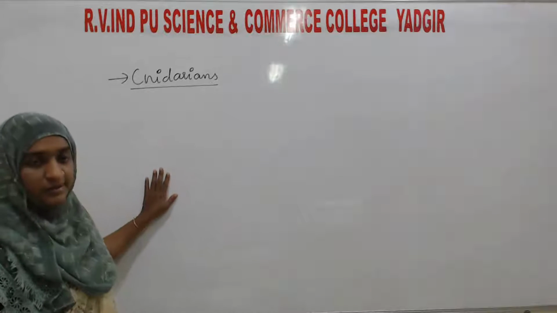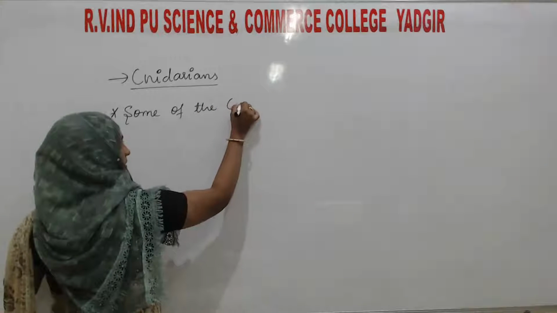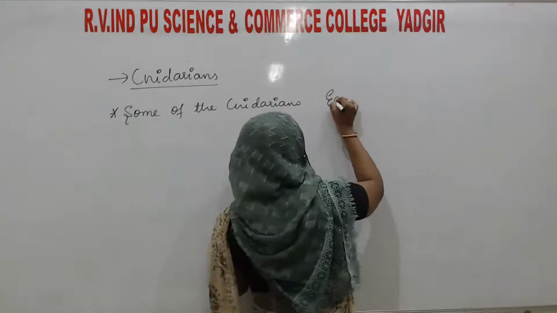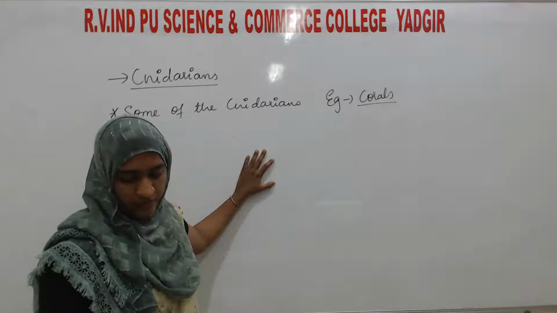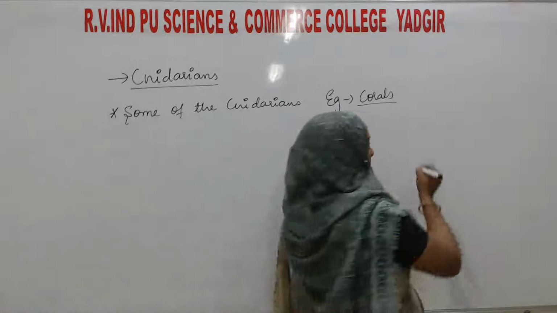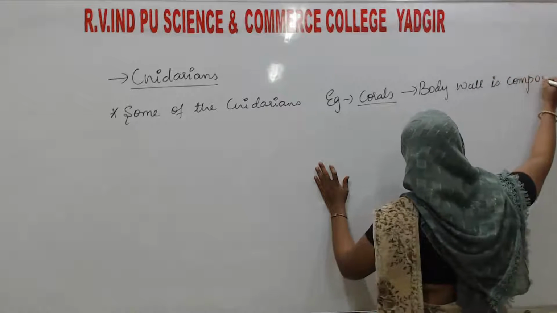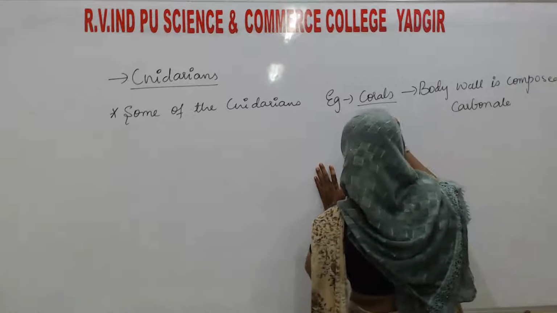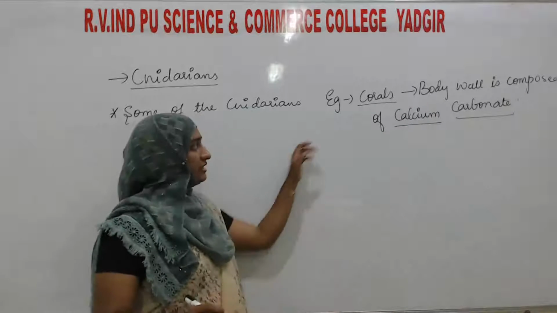Among the cnidarians, one example is corals. So these corals are composed of calcium carbonate. Their body wall is composed of calcium carbonate, especially in the corals.